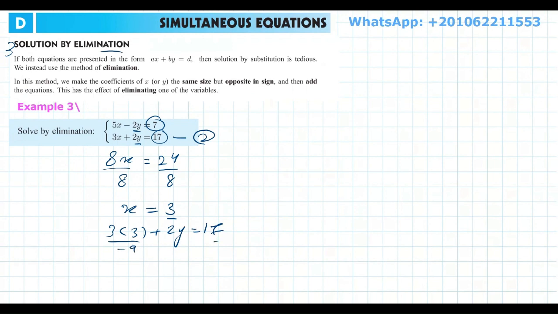Subtract 9 from both sides. Then 2y equals 8. Then divided by 2, y equals 4. Then the point should be (3, 4). Okay, I think it's clear.